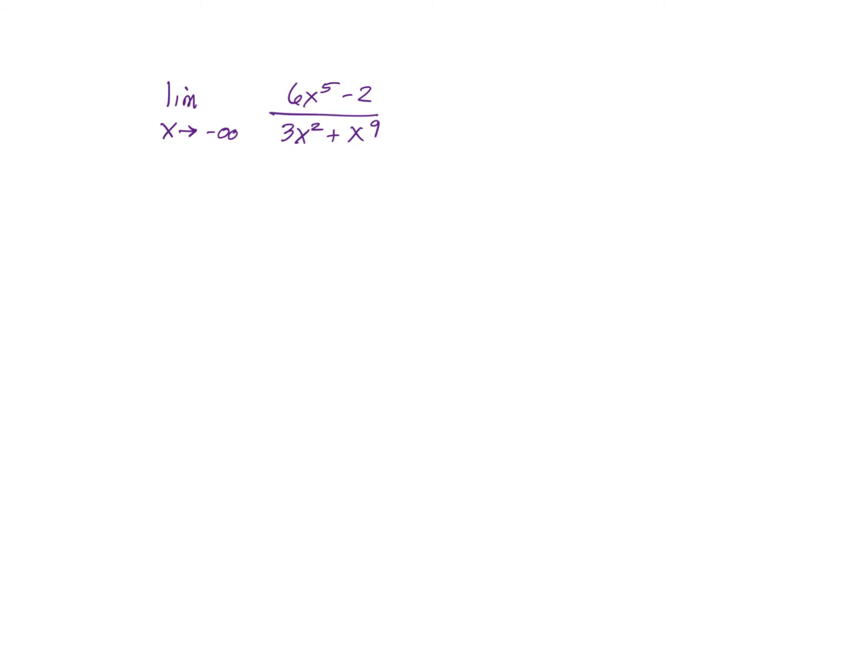So what I'm looking for again in the denominator is the largest term. And so this is x to the ninth. And it's not always going to be in front, is it? So don't always just take the first term in the denominator. You want to look for the largest one.